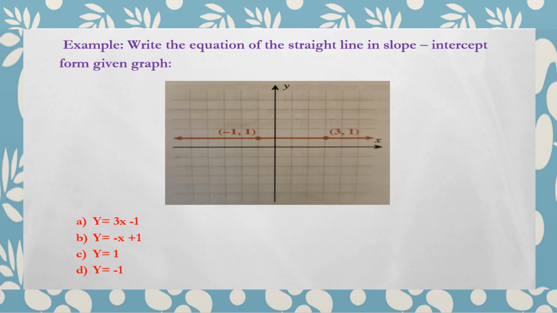Again, write the equation of the straight line in slope-intercept form from the given graph. In this graph, we can see that the line intersects the y-axis and it's a horizontal line, so y equals c, and the y-intercept equals 1. So the equation of the straight line is y equals 1, and the correct answer is C.